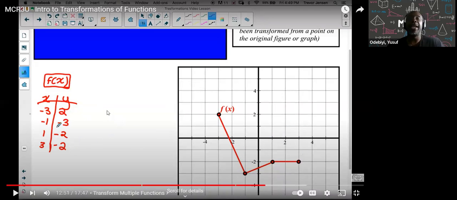The reason why you do that is because there are multiple things happening to this original function. It's not that the whole thing is moving up, or going to the left or to the right. You're doing two things: you're changing the shape and you're moving it. That's why you should write out the points first, and then you apply the transformation. Okay? The points for our parent function.